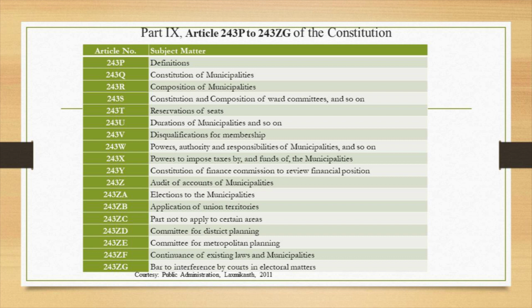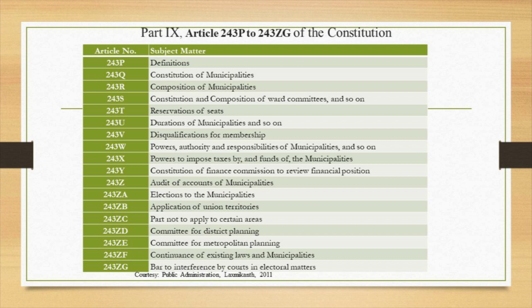Article 243Y deals with the constitution of the Finance Commission to review the financial position. So the Finance Commission constituted under Article 243I shall also review the financial position of the municipalities and make recommendations to the Governor as to the principles governing the distribution between the state and the municipalities, the grants-in-aid to municipalities, etc. Article 243Z deals with the audit of accounts of municipalities. The legislature of a state may by law make provisions with respect to the maintenance of accounts by the municipalities and the auditing of such accounts.